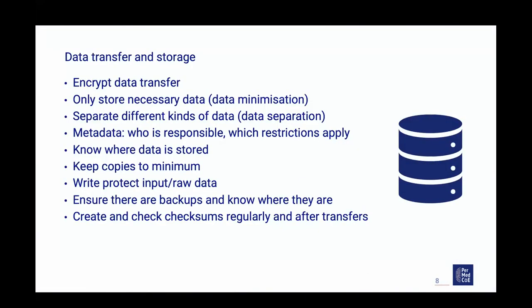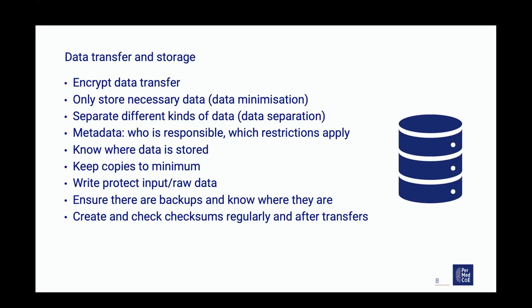So when we look at data transfer and storage, the really technical things you can do to safeguard your data: first, encrypt any data transfer. So when you're downloading or uploading data somewhere, always do this in an encrypted channel. Follow the data minimization principle and only store the necessary data that you really need for your processing on the HPC. You should also separate different kinds of data. That's the data separation principle, which is also written down in GDPR. It's also a good idea to have metadata along with your data to at least give some basic information like who is responsible for this data set and if there are any specific restrictions on using it.